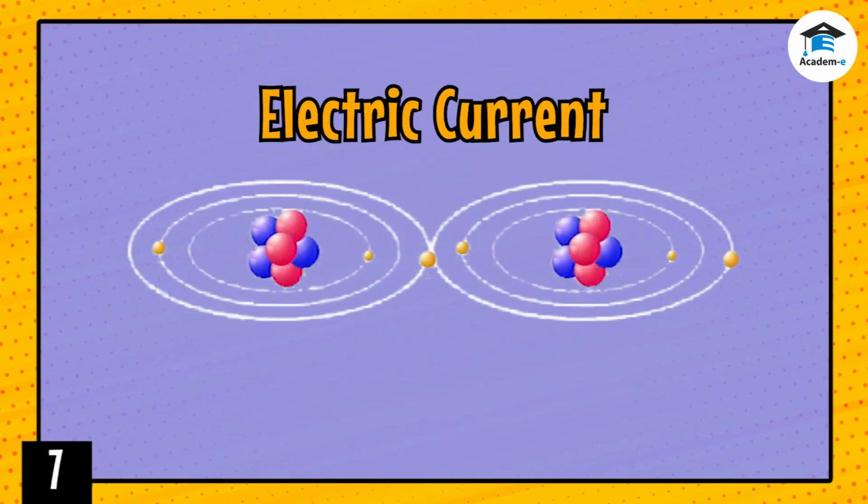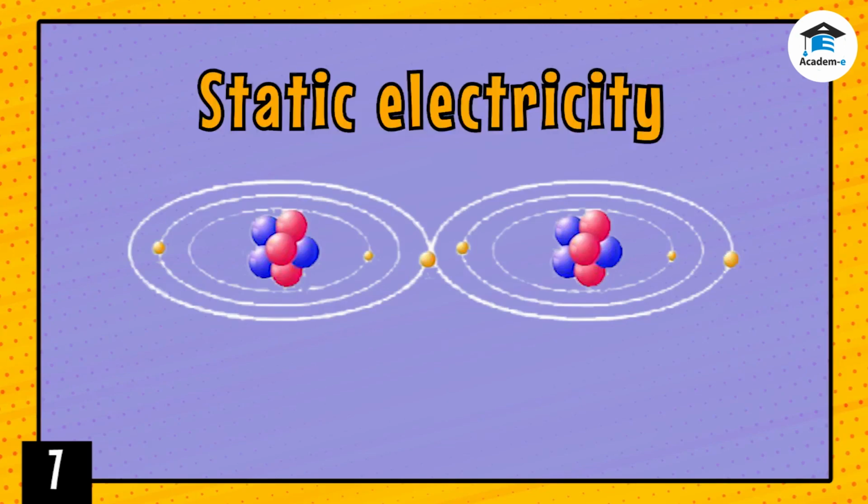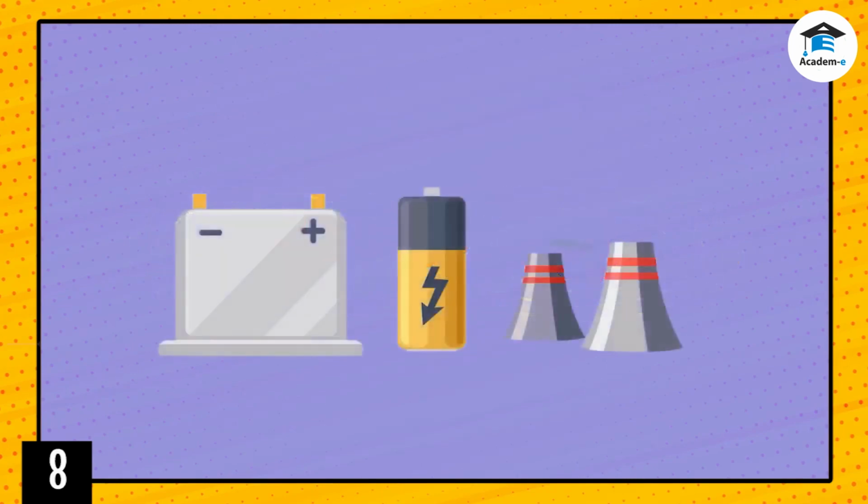When the electrons stop moving to the next atom, this situation creates static electricity, the buildup of charges on the surface of the material. Static electricity is the result of an imbalance between negative and positive charges in an object. Among the different power sources used in an electric current are dry cells, wet cells, and power plants.